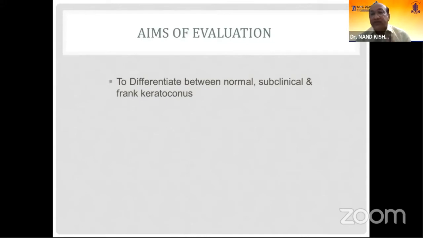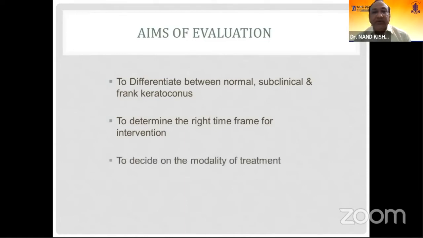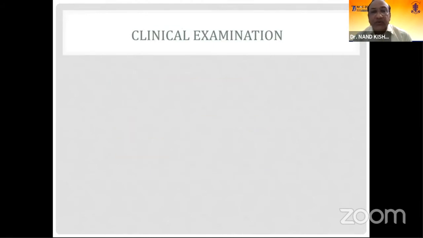That's basically you have to differentiate between normal, suspect, and a frank keratoconus. Then to determine what's the right time frame to intervene. If you interfere at a very late stage, maybe you are not doing the right thing. It may be too late to do anything except keratoplasty in these cases. So you need to know the right time to intervene and what type of treatment we have to use. These are the basic aims of evaluating the case of suspect keratoconus.